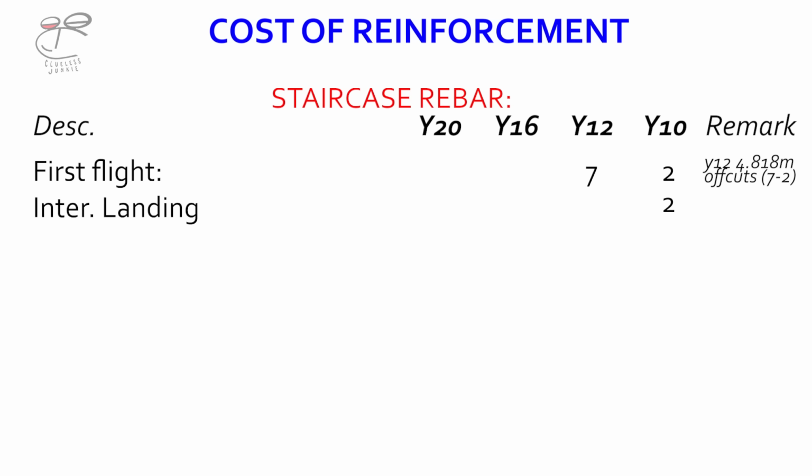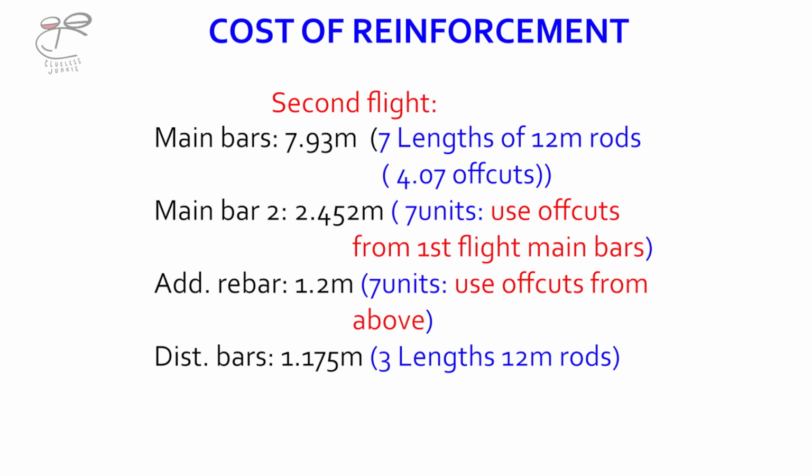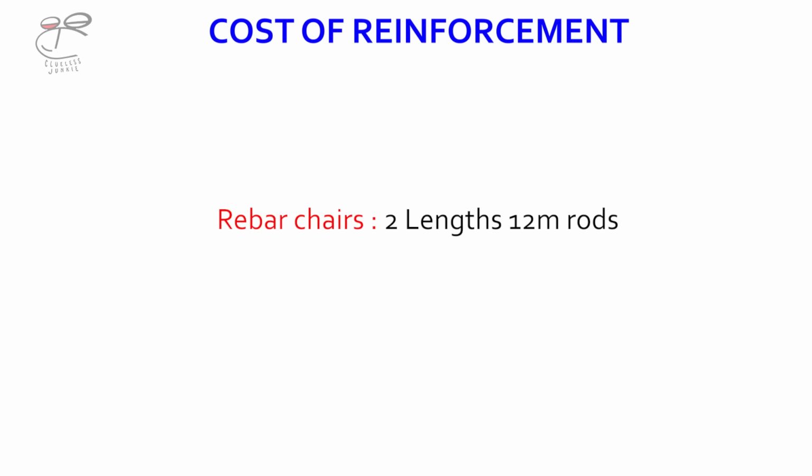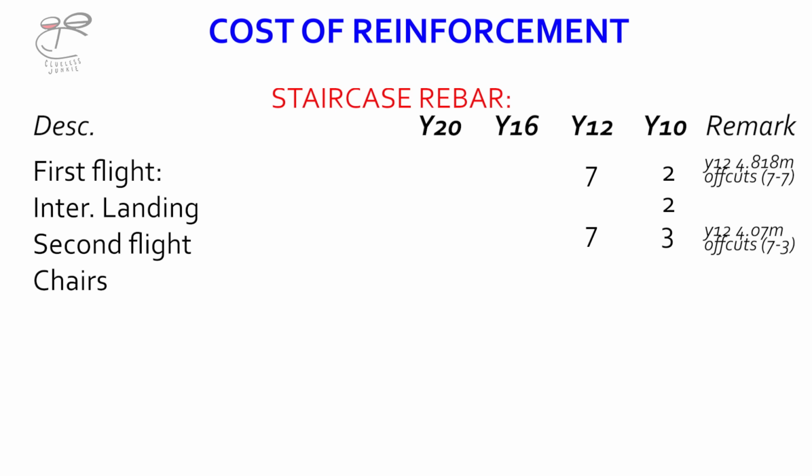And then the second flight, we've got 7 lengths of 12 meter rods, and we'll go to the list and we'll specify 7. And then for the distribution bar, it's about 3 lengths we put there, and then for the remark, we'll specify the offcuts remaining. Then the rebar chairs is roughly 2 lengths of 12 meter iron, so we'll specify that also on the list. So we'll put 2 there.